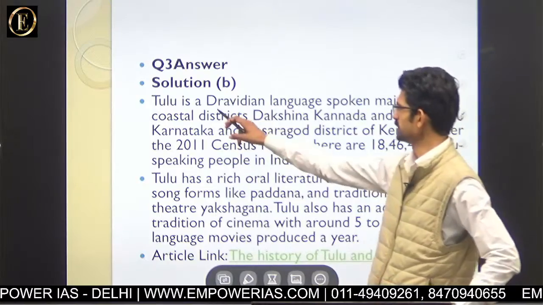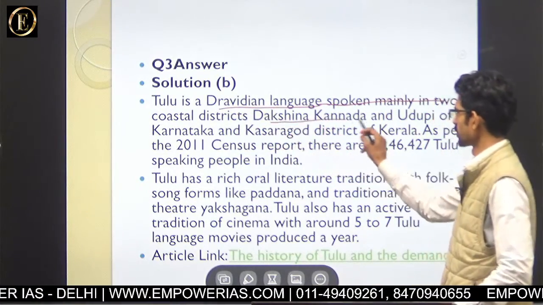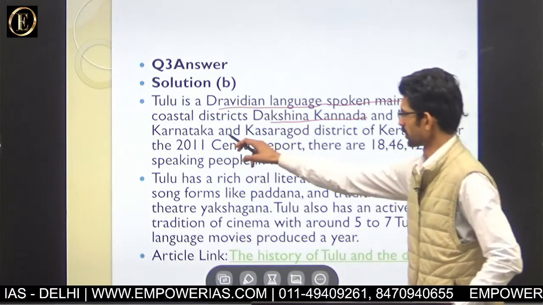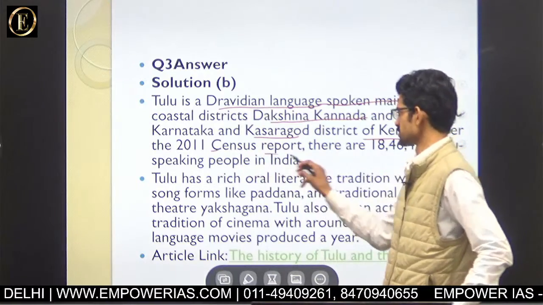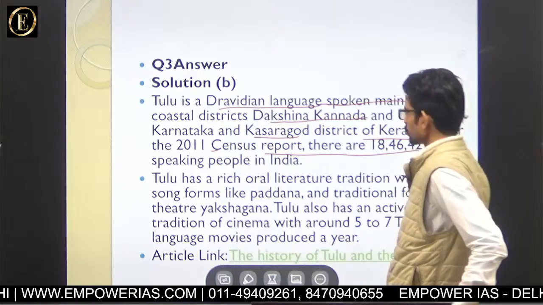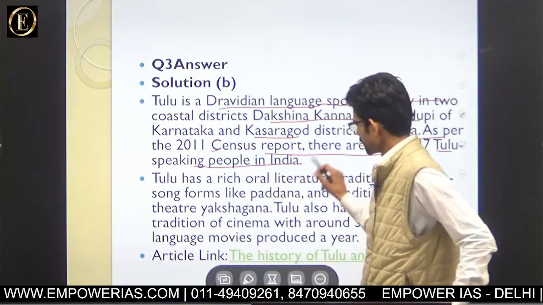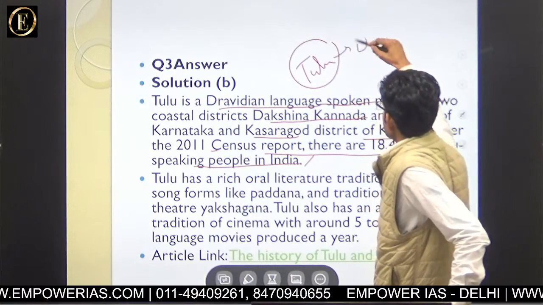Now, Tulu is a Dravidian language spoken in two coastal districts, Dakshin Kannada and Udupi in Karnataka, and in Kasaragod district of Kerala. The 2011 census reports that 18,46,426 Tulu speaking people are in India. So there is now a demand for the Tulu language.